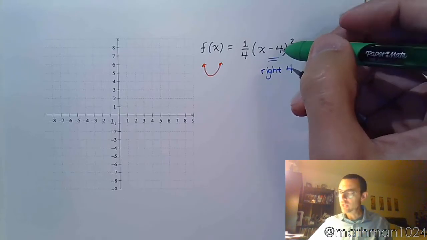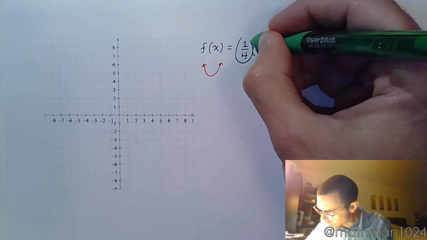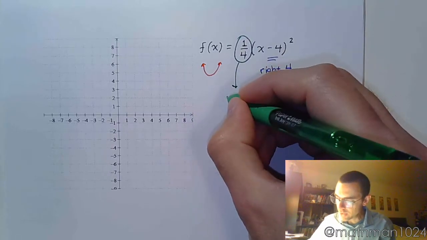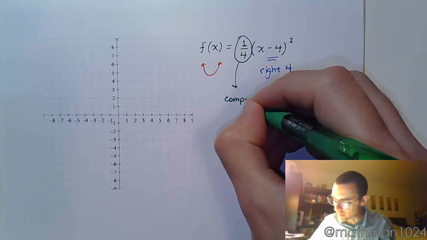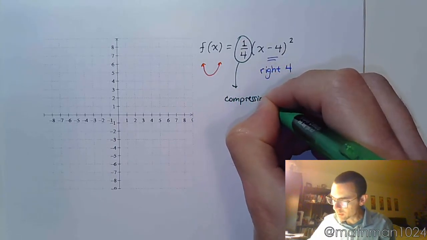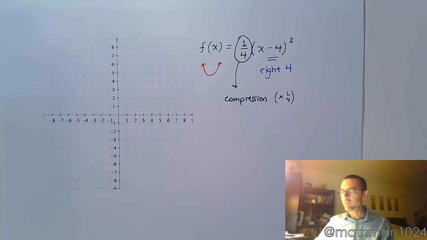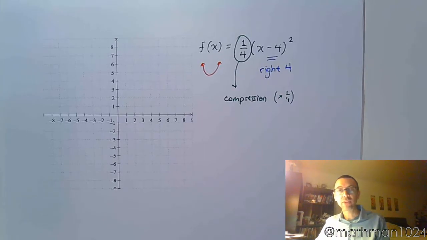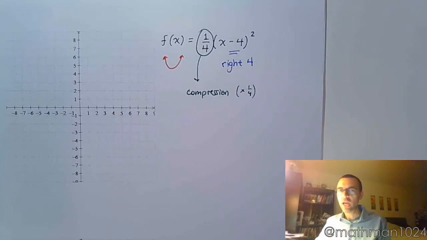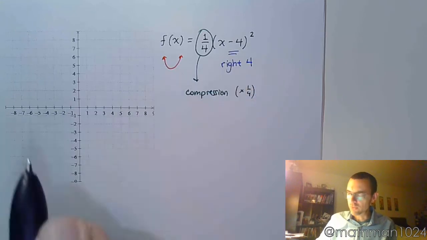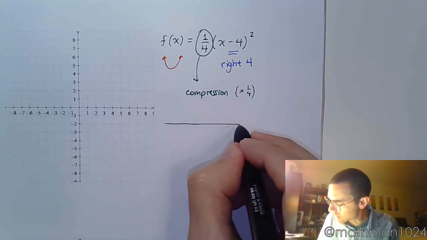I don't have a reflection, but I do have this 1/4, which is going to cause me to have a pretty significant compression. So that's a compression by a factor of 1/4. Now, if you have a hard time identifying how that compression is going to work, then I suggest you draw a new set of x and y values. Okay, I don't mean where it's been shifted to the right 4. I mean looking something like this.